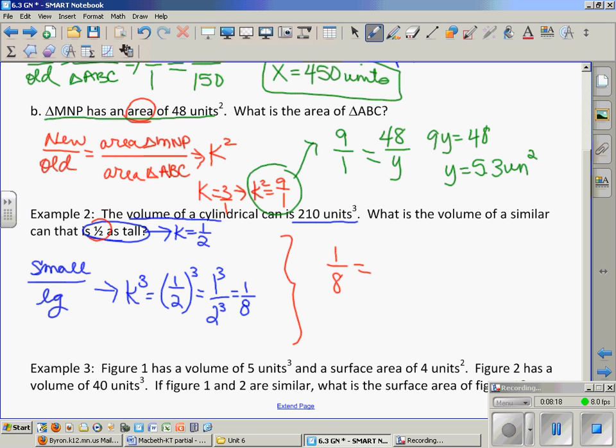The volume of a cylindrical can is 210. The volume of a similar but smaller can is what we want, so that means my 210 is going to go on the bottom. The one I don't know goes on the top. Cross multiply. 210 is equal to 8x. Divide both sides by 8. 26.25 units cubed for the volume.